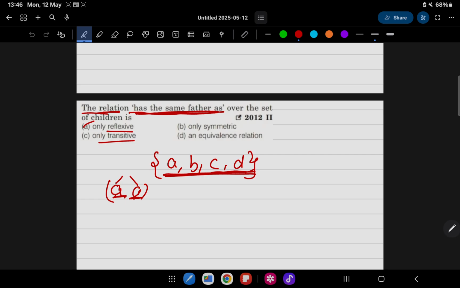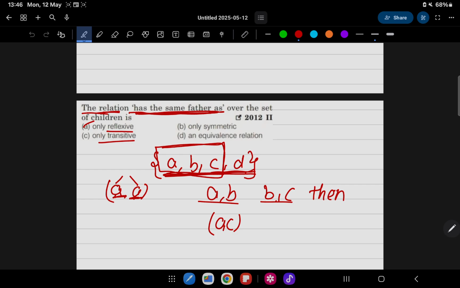नाउ वी चेक ट्रांजिटिव। व्हाट इज द कंडीशन ऑफ ट्रांजिटिव? तो कंडीशन ऑफ ट्रांजिटिव इज if a comma b and b comma c is present in our set, then a comma c is present. So here we can say that a comma b and b comma c are all sons of the same father. So a and c is also son of same father, so it is transitive.